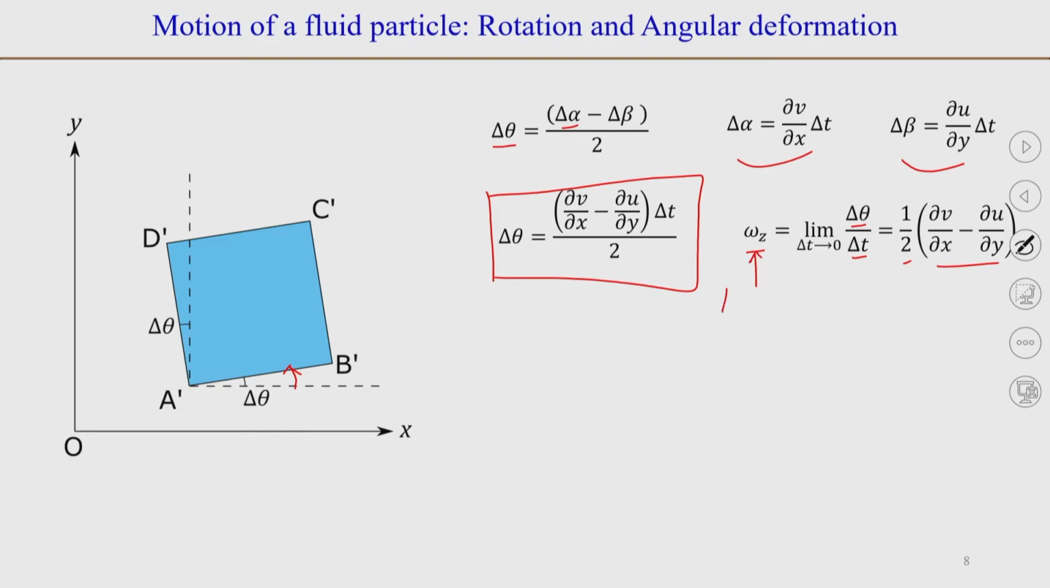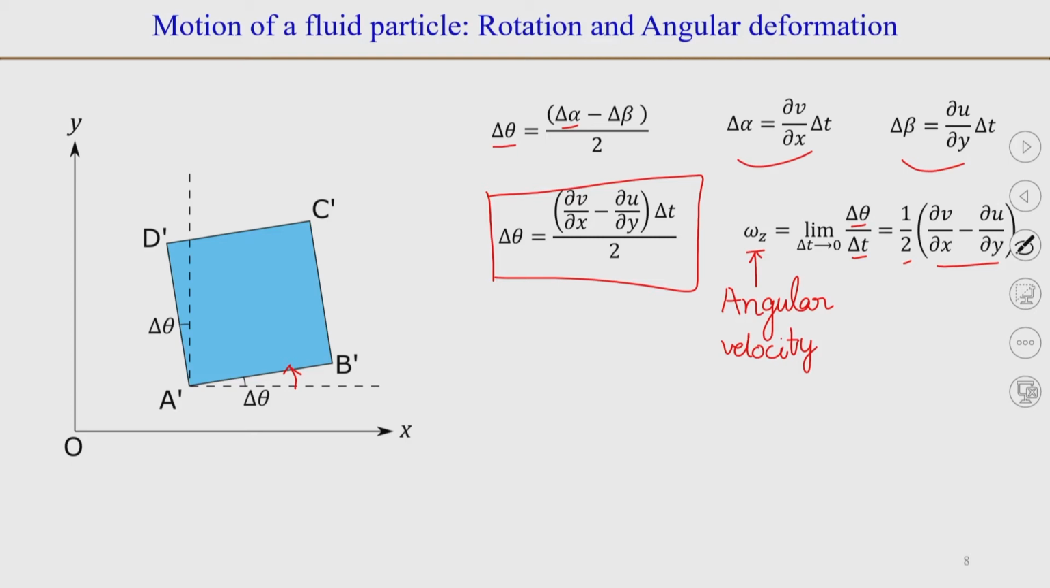So, delta theta by delta t, that is angular displacement per unit time, is nothing but angular velocity. So, the rotation is in the z direction, or the vector will be pointing out in the z direction. So, the z component of angular velocity will be omega z is equal to half of dou v by dou x minus dou u by dou y. So, we have obtained the angular velocity or the rotational velocity of the fluid element.